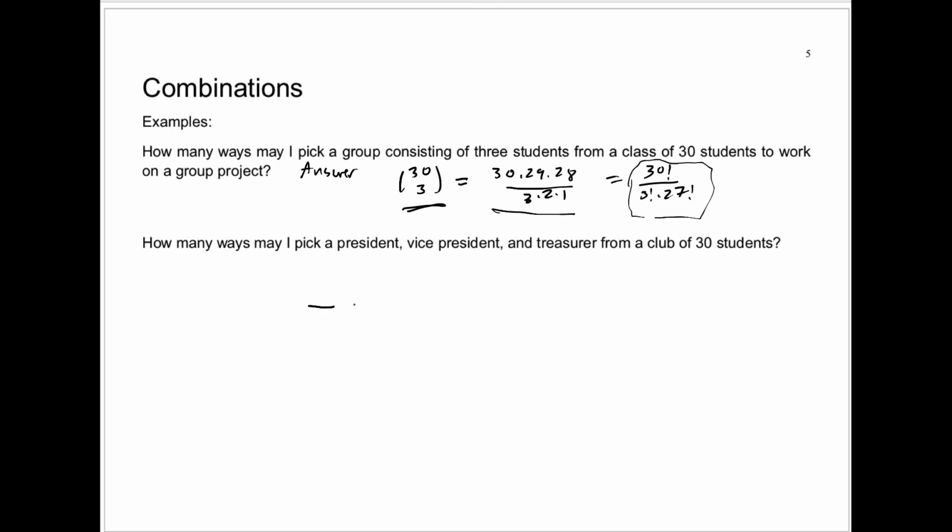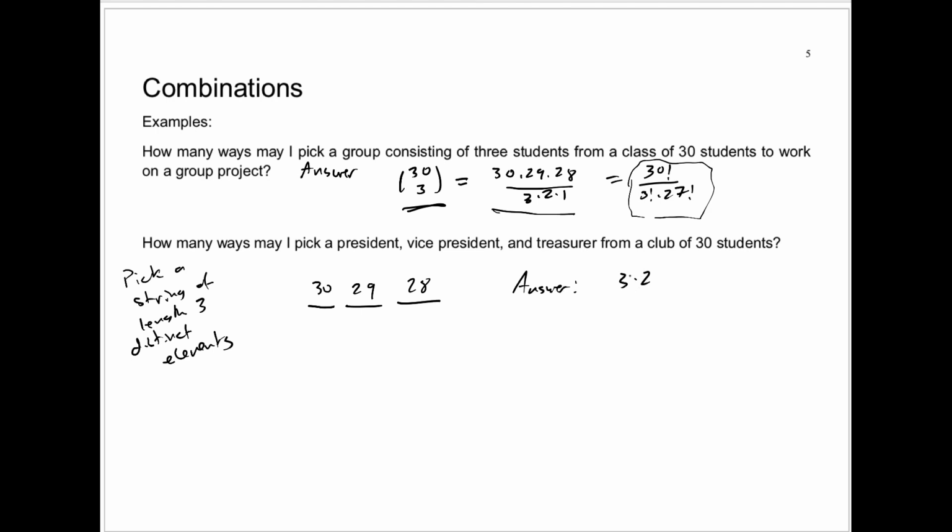Why? Because this is now like picking a string of length 3 with distinct elements from the class of 30 students. So, just like we've done before, we have 30 ways to pick the president. We now have only 29 ways to pick a vice president, and we have 28 ways to pick the treasurer. Or you can do this in any order you want. In the end, you'll have 30 times 29 times 28, whatever that is.